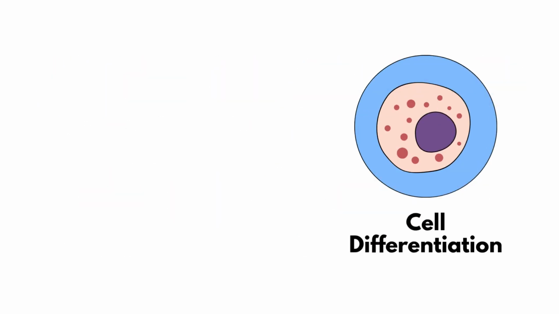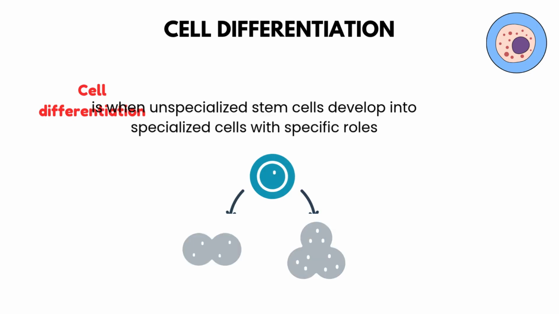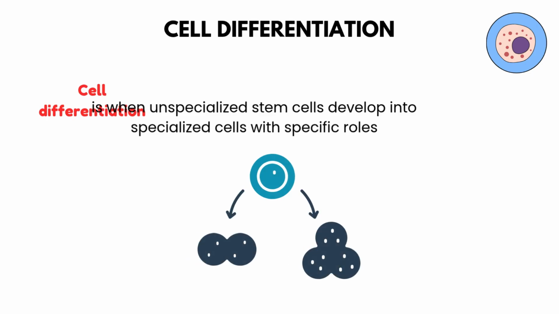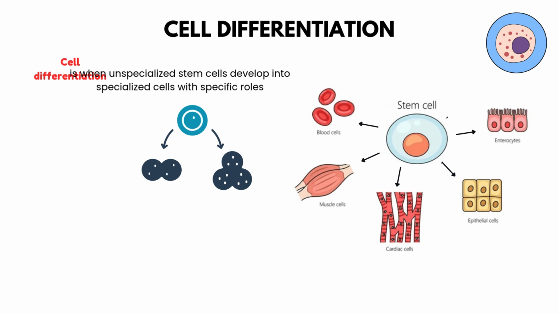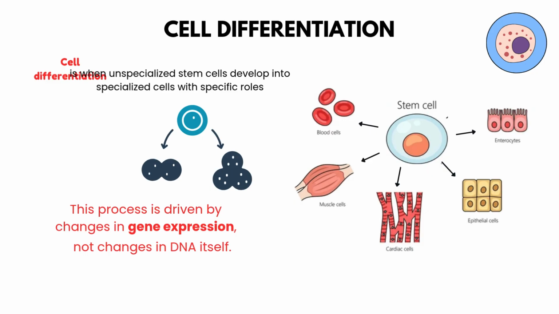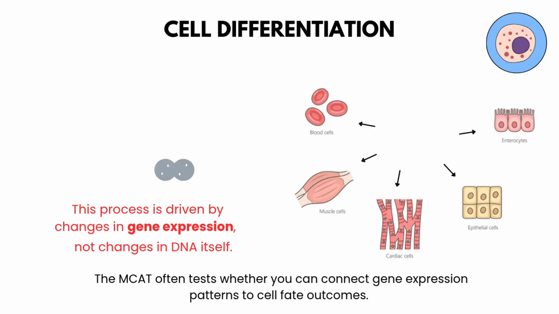Cell differentiation. Cell differentiation is when unspecialized stem cells develop into specialized cells with specific roles, like a stem cell turning into a red blood cell or a neuron. This process is driven by changes in gene expression, not changes in DNA itself. The MCAT often tests whether you can connect gene expression patterns to cell fate outcomes.